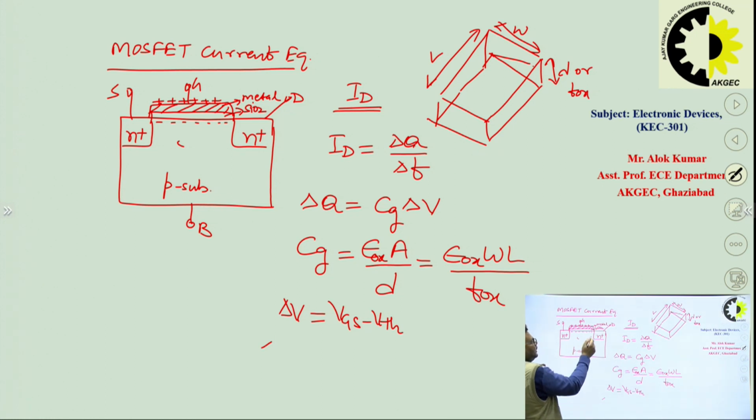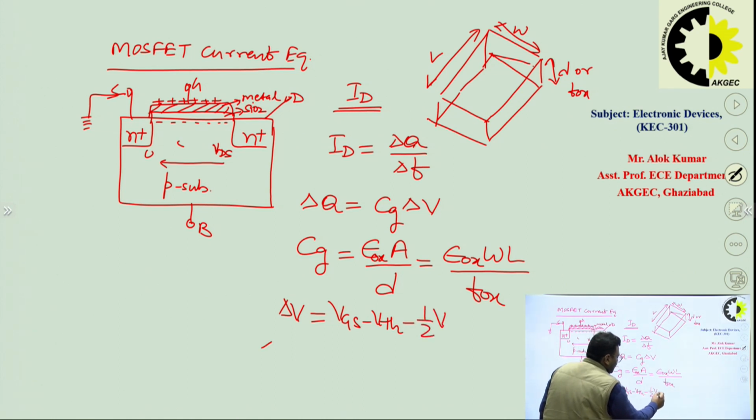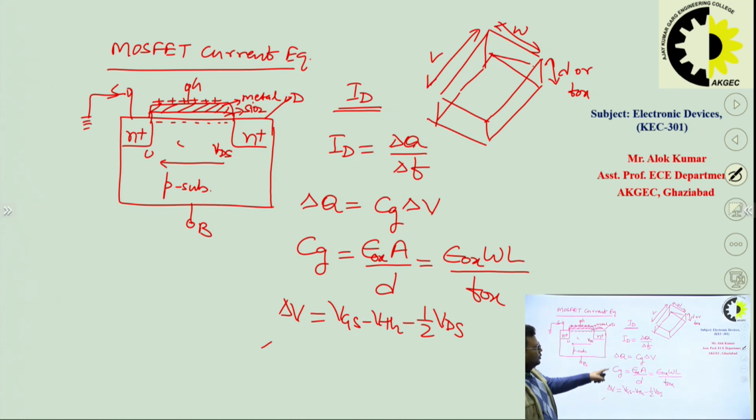So what should be the voltage here? If we apply the voltage at the drain and source terminals, we will apply the positive voltage VDS at the drain, and the source terminal will be connected to the ground, so the voltage at the source will be 0, right? When we are moving from this end to this end, the voltage is decreasing from VDS to 0. So in this case, we can take the average of this voltage. So here the voltage delta V will be VGS minus VTH minus half of VDS. This will be the value of delta V. Now we can put these values in this equation, right? So we can find the value of delta Q.